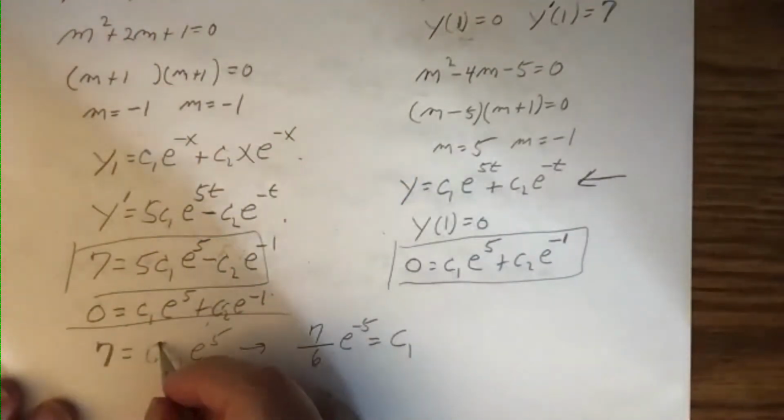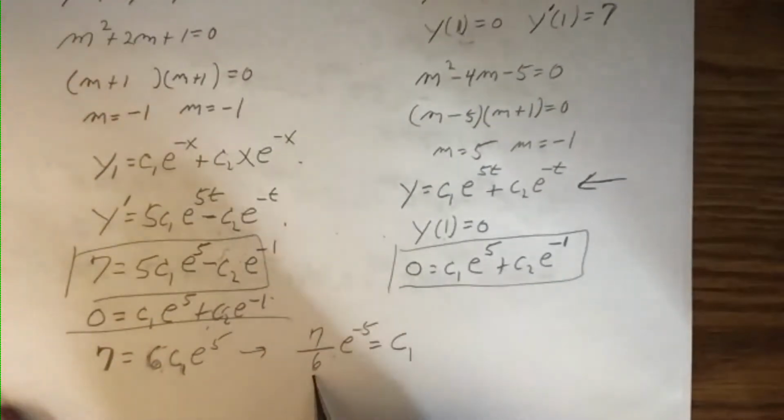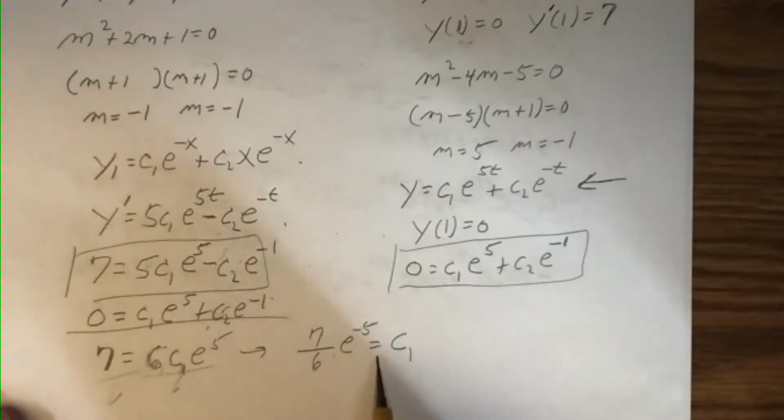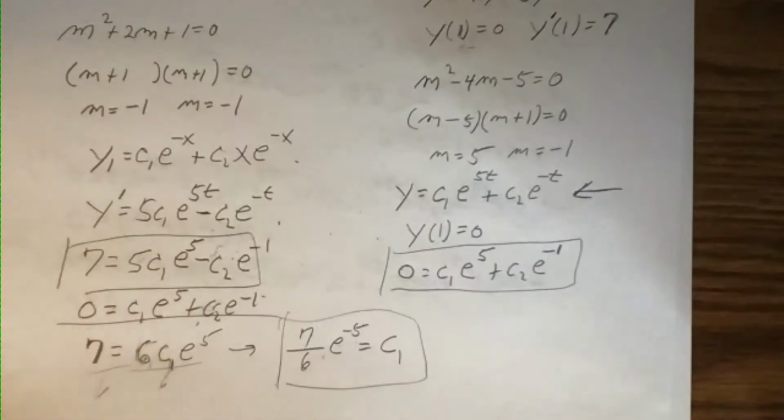This is 6. This is C1, right? So I bring the 6 over here, put the 6 down, and divide everything through by 6. Then when I bring this over here, this becomes e to the minus 5, right? So that's what my C1 is.